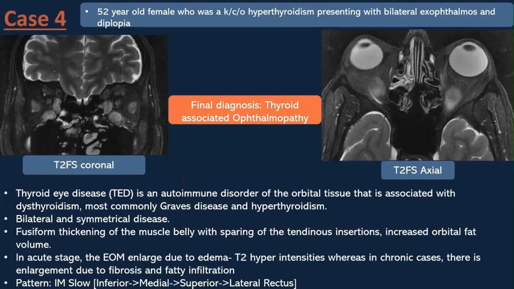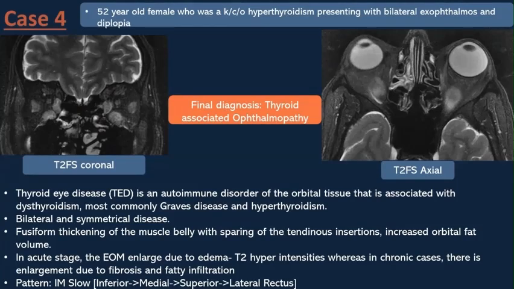Now, this was a case of a 52-year-old female who was a known case of hypothyroidism presenting with bilateral exophthalmos and diplopia. We can see the abnormal T2 hyperintensities that are present in the medial rectus and the inferior rectus here, which are bilaterally symmetrical, and the extraocular muscles appear enlarged here. So this was a case of thyroid associated orbitopathy.